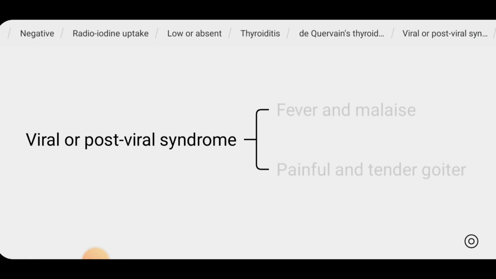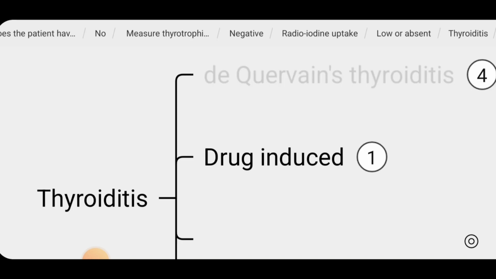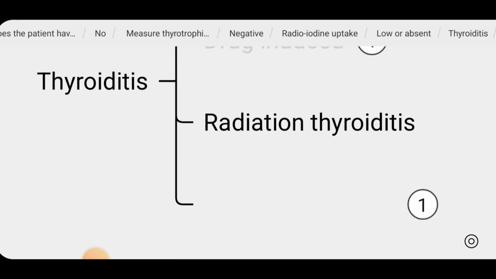So if a patient is having fever, malaise and neck swelling, which is a thyroid swelling, which is painful and tender, then the diagnosis of Dick-Owens thyroiditis is highly likely. And also it may be drug-induced thyroiditis. A common drug involved is amiodarone. And radiation thyroiditis is also a possibility. After exposure to radiation, maybe radiotherapy, these patients may get thyroiditis.